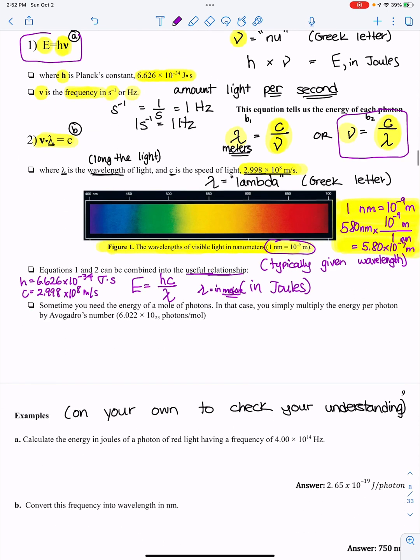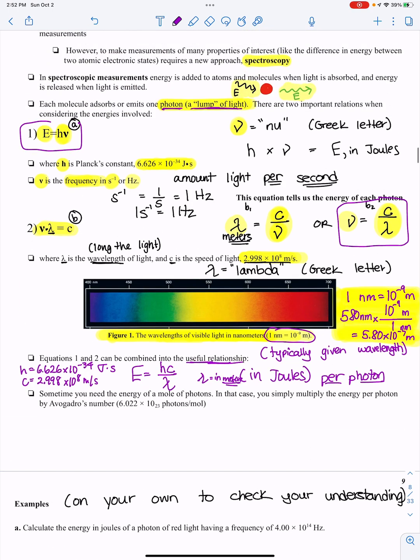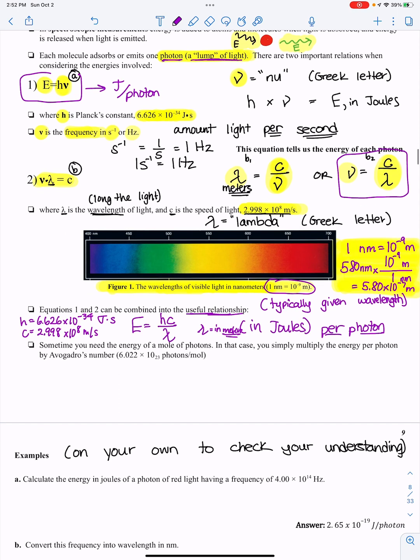So now this is joules per photon, for just one photon, right? If I were to calculate this, the energy would be joules per one photon. Now, if I wanted a mole, we should remember from the beginning of this year and our summer work that 1 mole is 6.022 times 10 to the 23rd. So 1 mole of photons is 6.022 times 10 to the 23rd photons.